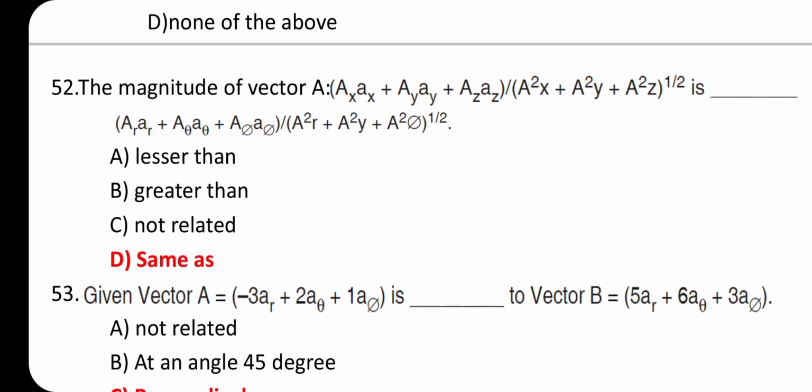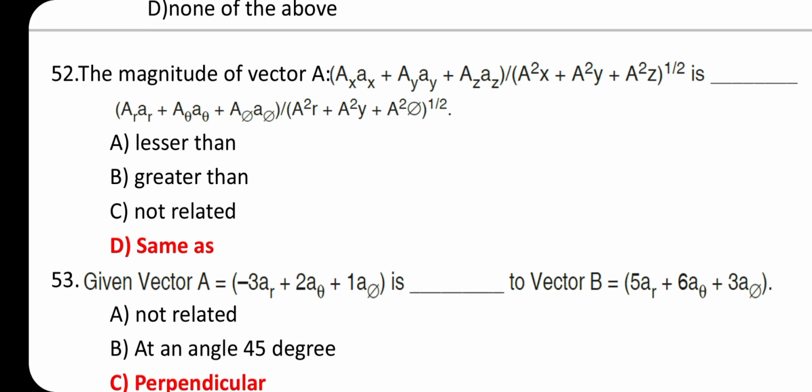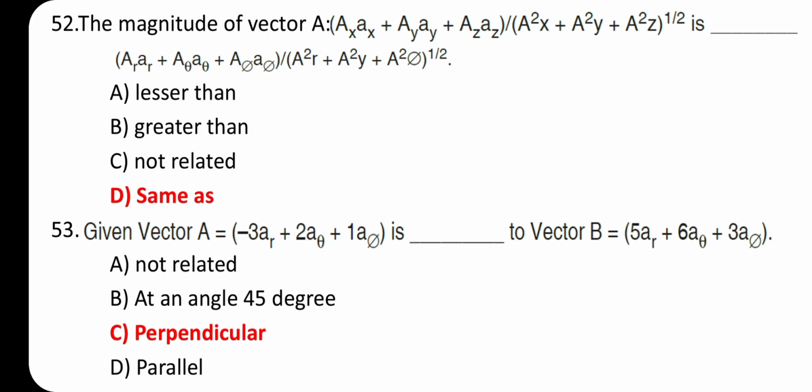The magnitude of a vector ax plus ay plus az divided by (a square x plus a square y plus a square z) whole raised to 1 by 2 is dash. ar plus a theta plus a phi divided by (a square r plus a square y plus a square phi) whole raised to 1 by 2. Option D is same as.